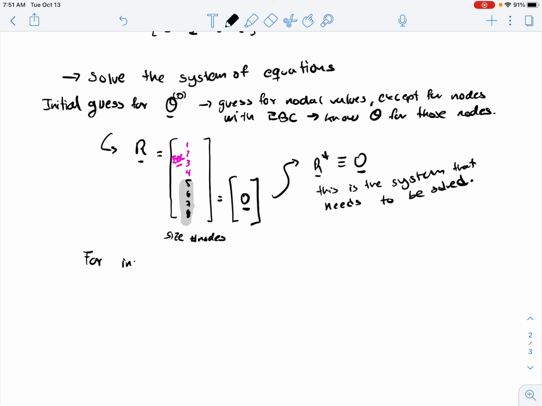Obviously for the initial guess, if I evaluate R star at that guess, that is not going to be zero, right? Because my initial guess is probably not correct. So I need to do a Newton iteration.